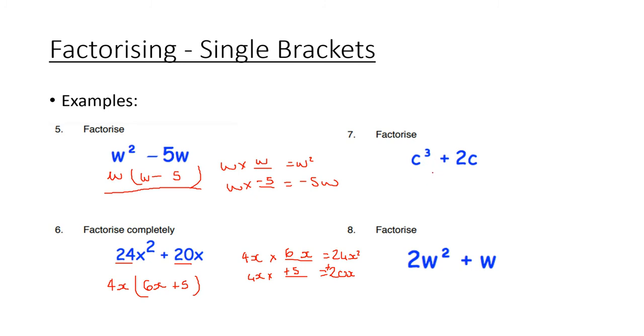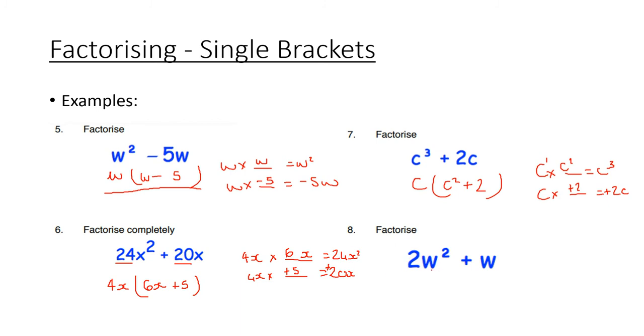Example 7. Let's have a look at what's common. The common is the letter c. So we open our brackets. c times by what gives me c cubed, and c times by what gives me positive 2c? Here we've got c to the power of 1. Remember, when it's on its own, it's always to the power of 1. So how do we get to the power of 3? It's going to have to be c squared. And then to get 2c, we have to do positive 2. So inside our bracket, we're going to get c squared plus 2.